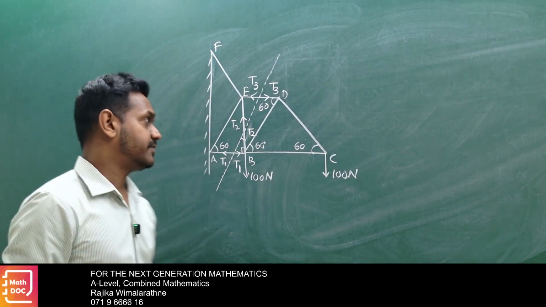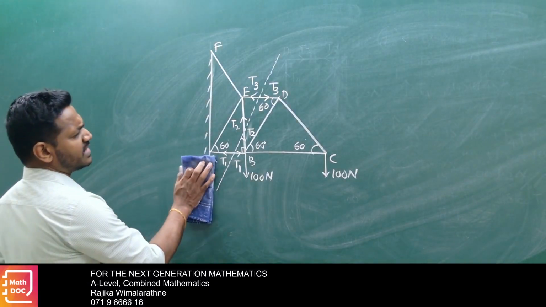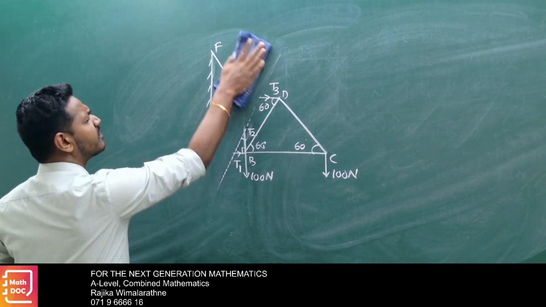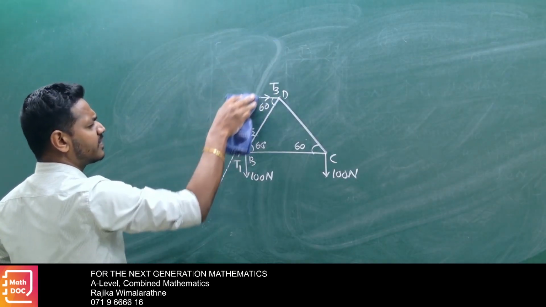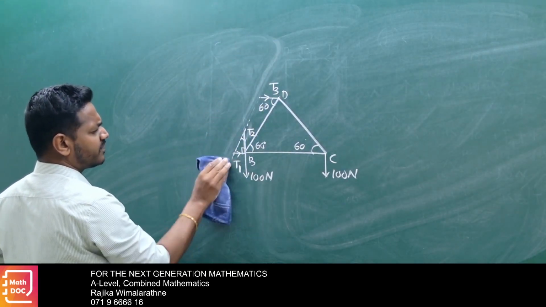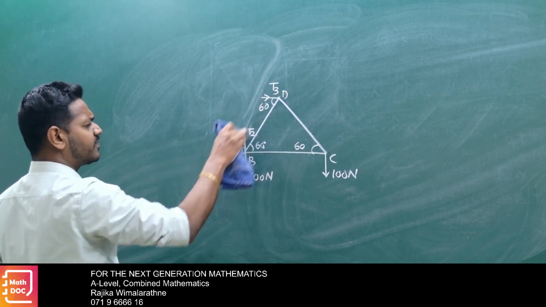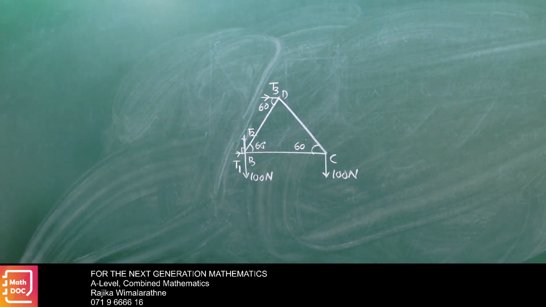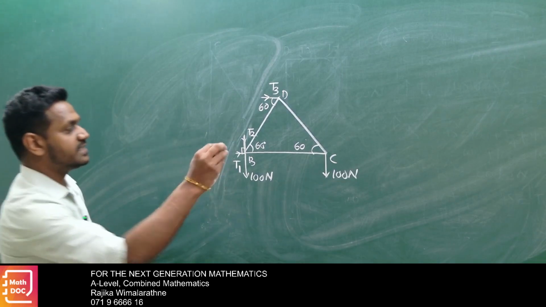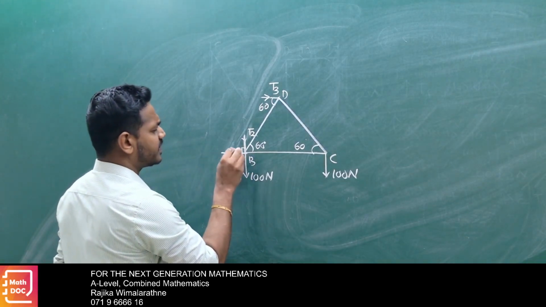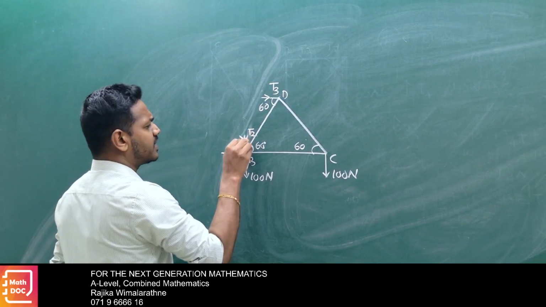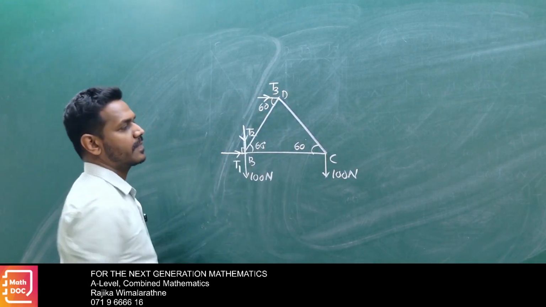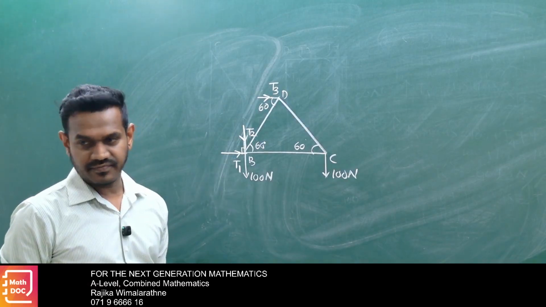Now say this. So I'm going to erase one side. I'm going to erase the left side now. Okay. Now here this system is in equilibrium. This system is in equilibrium. That system is in equilibrium.